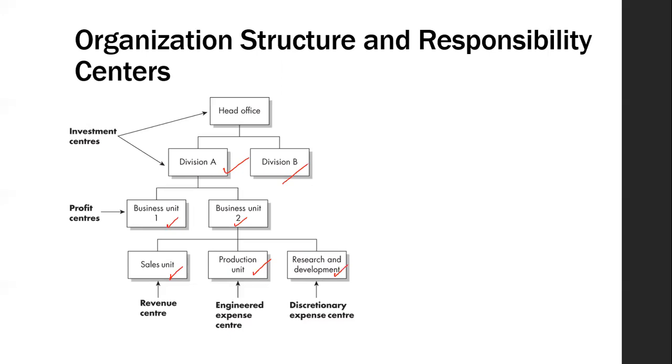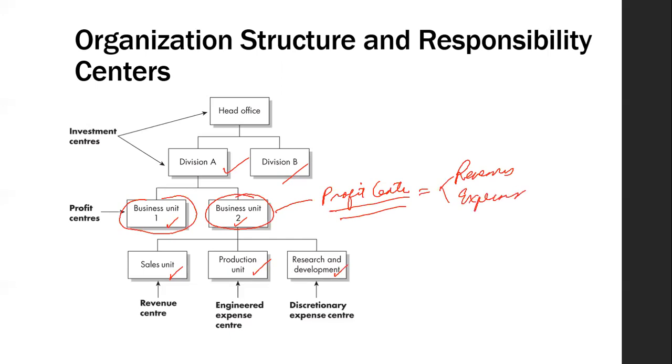So let's look at this. At the business unit level, say business unit 2, it could be defined as a profit center, meaning a center wherein they are responsible for profits, which is revenues and expenses. So ibig sabihin, yung manager at this level, accountable siya to profit, to deliver the profit of the organization.